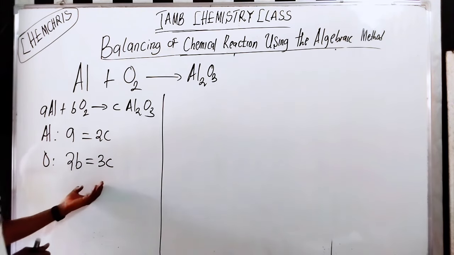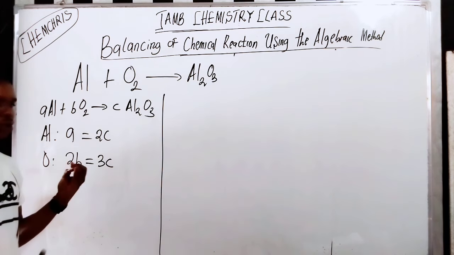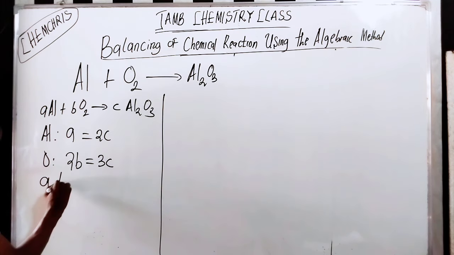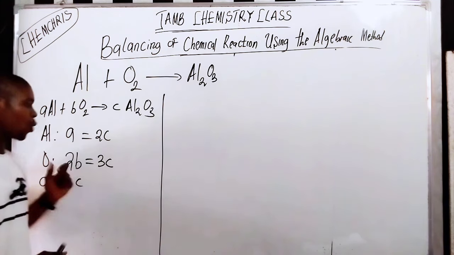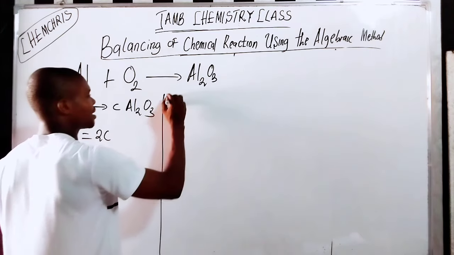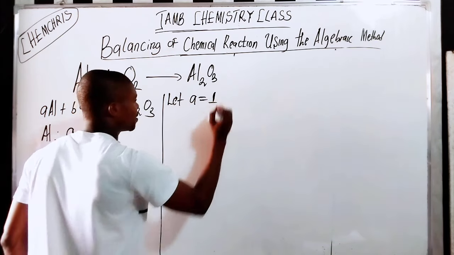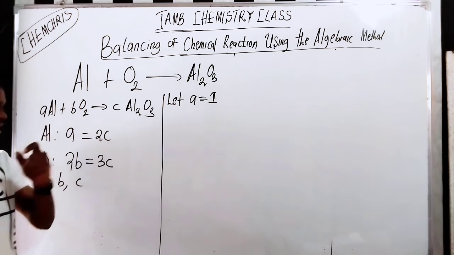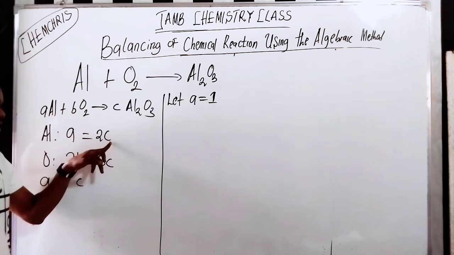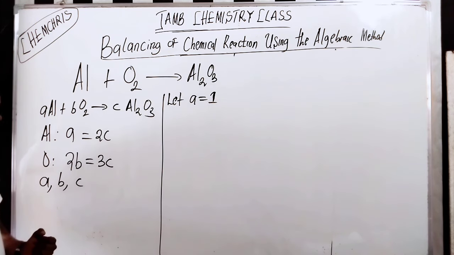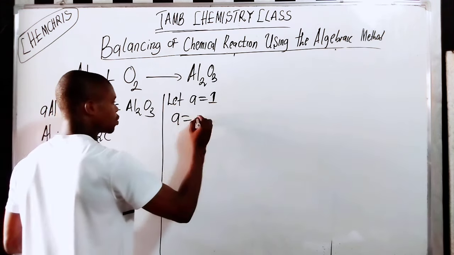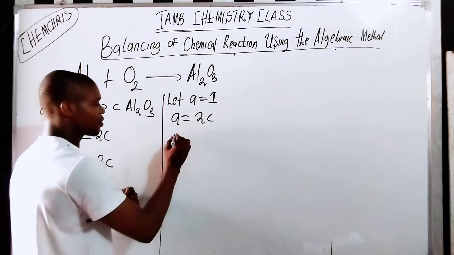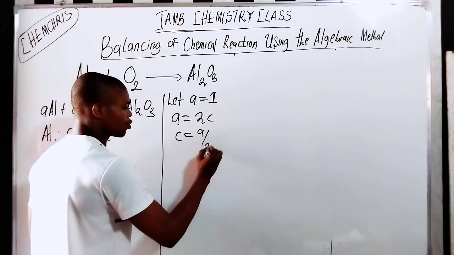Now, the next step is to equate A to 1, because here we have three different unknowns: A, B, and C. So what we want to do is let A equal 1. Now if A is equal to 1, out of B and C, which can I really solve? I can get C, because I already know A. So from A equals 2C, making C the subject of the formula, we have C equals A over 2.